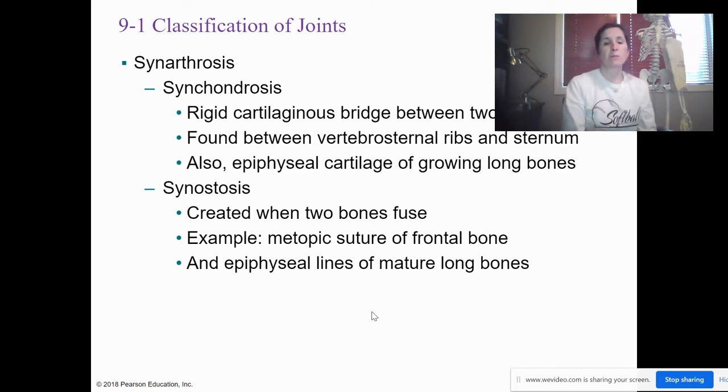Synostosis is when the two bones fuse together. So this could be a suture of the frontal bone. So remember, like how the frontal bone forms, we talked about that with babies, in the epiphyseal line of a mature long bone. So remember, we looked at the growth plate and the line that is left over, all right, when the growth plate fills in.